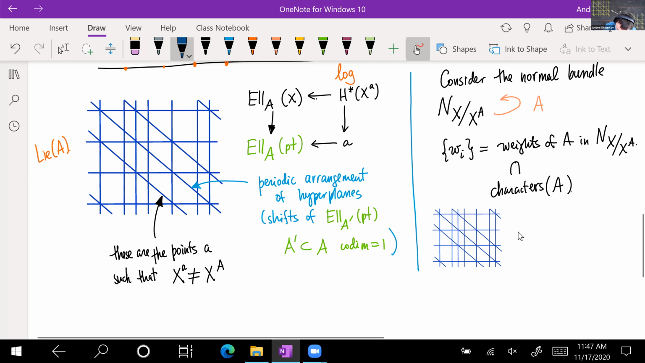This is the arrangement. These are the points. Since it's a Lie algebra, maybe I should denote it by a point in the Lie algebra, maybe by a Greek letter. Let's say xi. And these hyperplanes are such that xi pairs with one of the weights, and that is an integer.